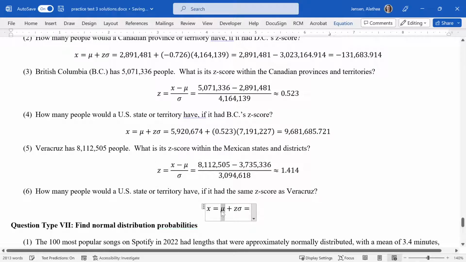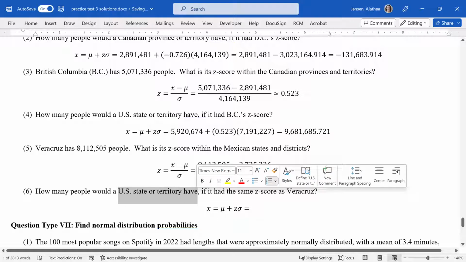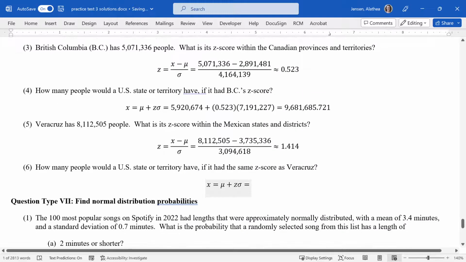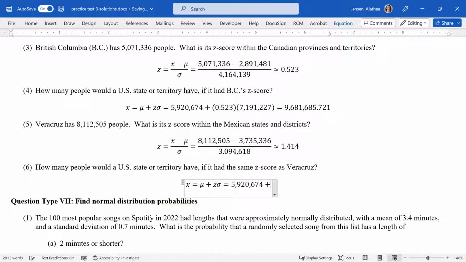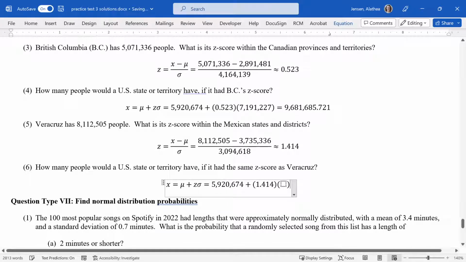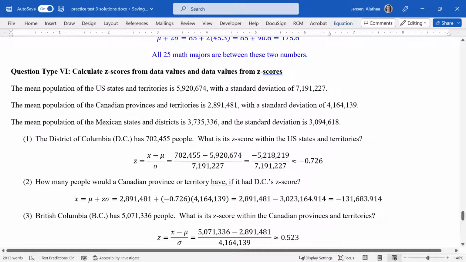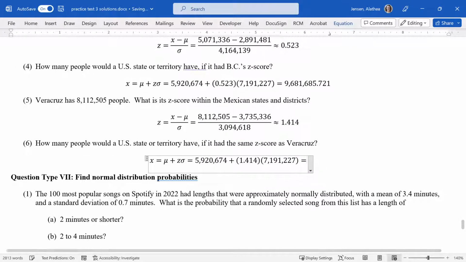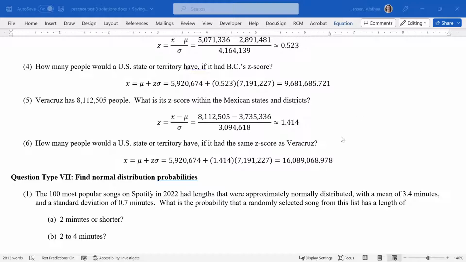And which mu and sigma do we want to use? So we're being asked about what a U.S. state or territory would have, so we're going to use the U.S. numbers. So the U.S. mu, the mean, is here. We're going to use the same z-score as for Veracruz, which was 1.414, and then the U.S. sigma, so right here. All right, chuck that all in a calculator and you get, okay, so I'm getting 16 million and a little bit more than that.